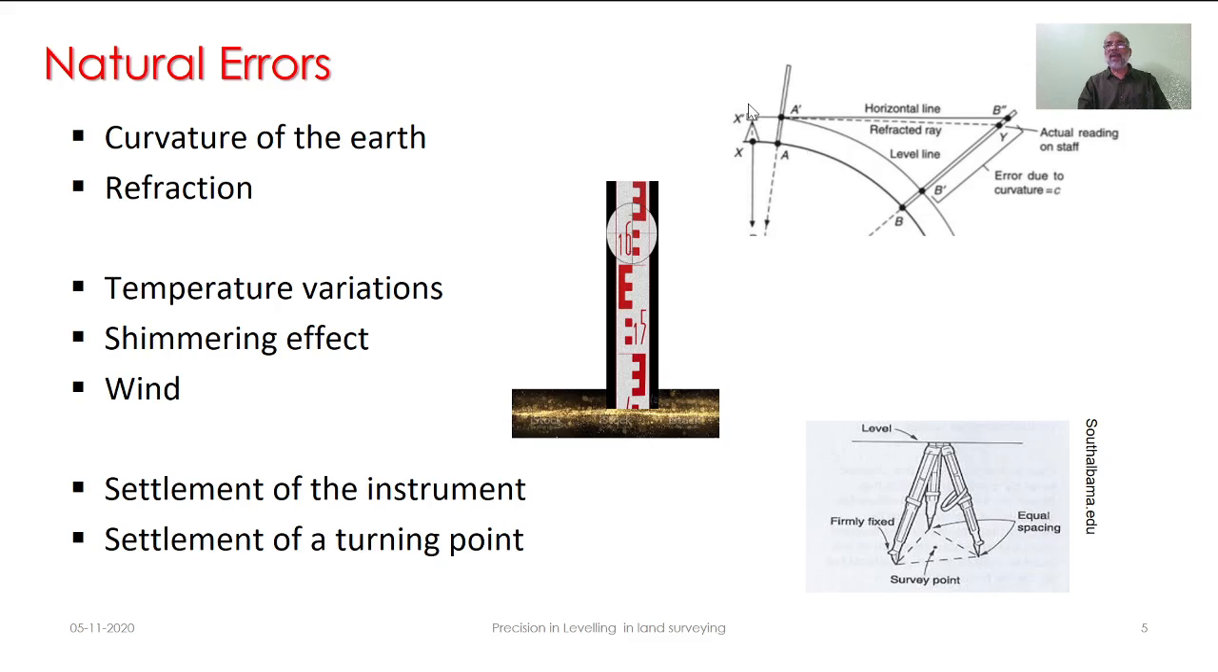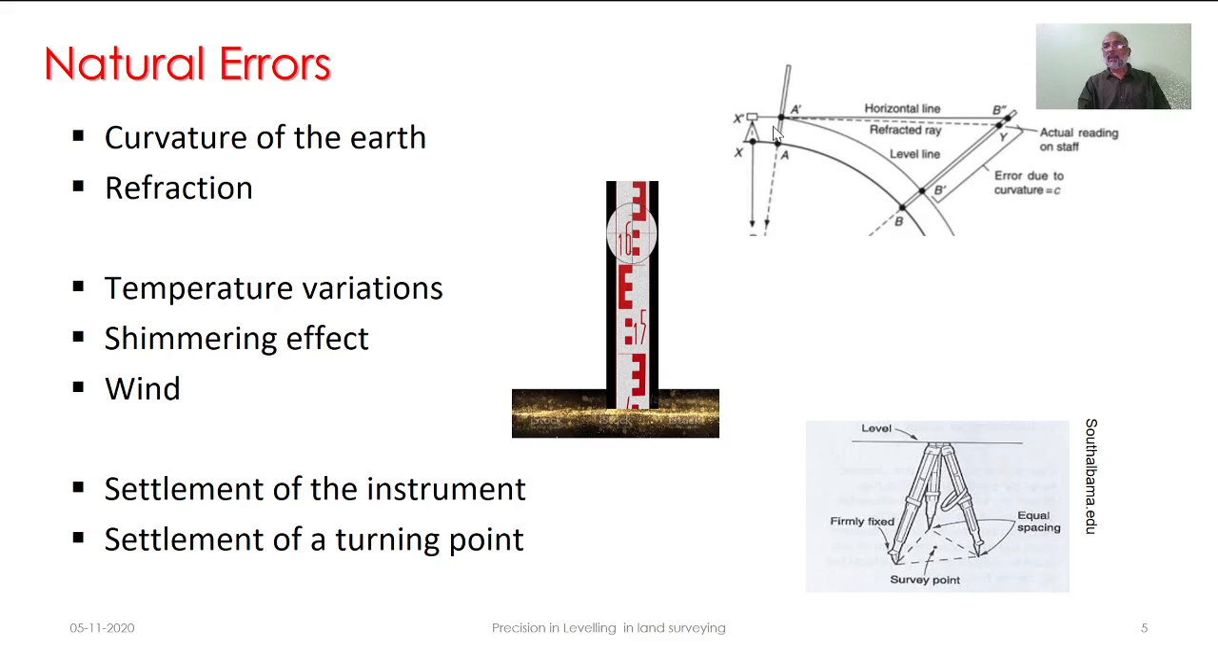But we have certain limitations related to the constructional aspect of that particular level. We cannot define that particular level line which is joining the center of the eyepiece as well as the center of the object glass. Hence, we have to resort to the horizontal line. So, having this horizontal line involved, we take the reading other than that which could have been given by this particular level line.